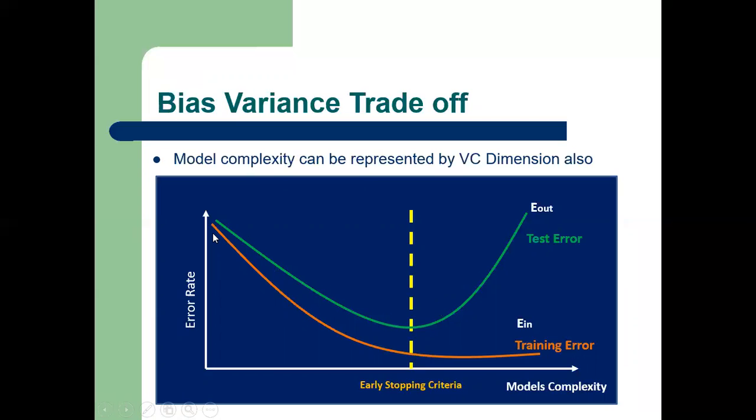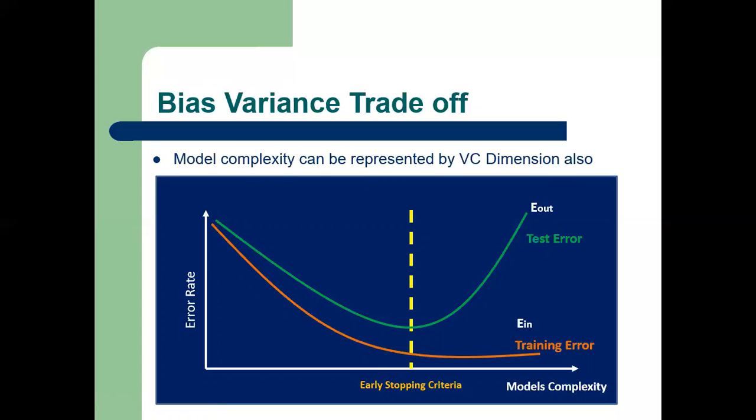If E in and E out are both huge, that is, approaching towards infinity, then the learning model is said to have high bias. This is also called underfitting of the model. If E in, that is the train error, is approaching towards zero, and E out, that is the test error, is approaching towards infinity, then the learning model is said to have high variance. This is also called overfitting of the model.